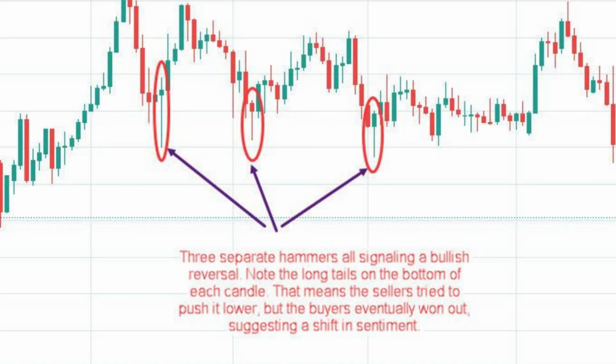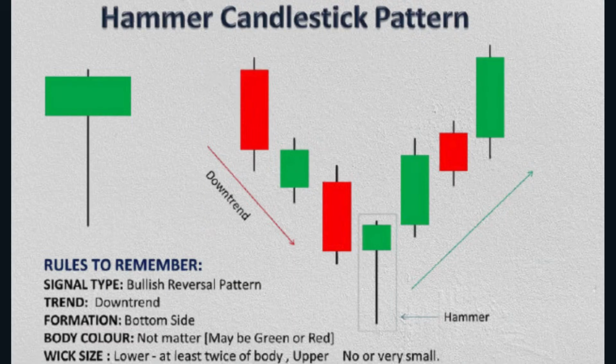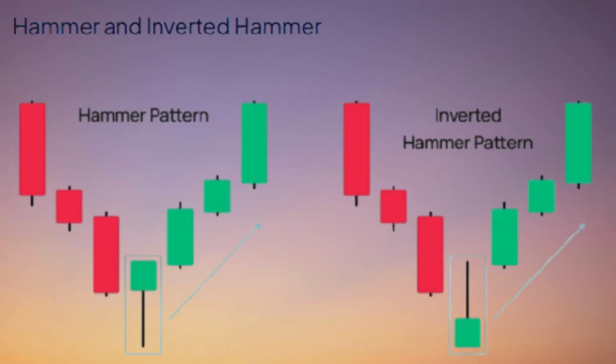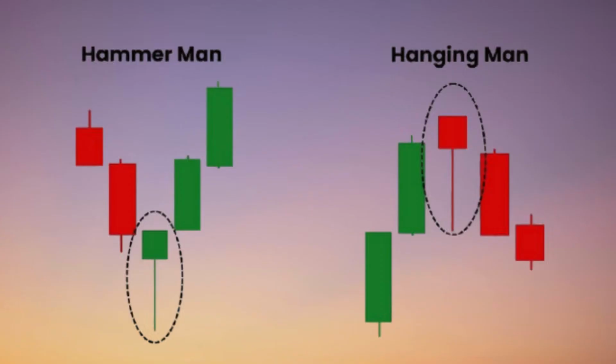Hammer pattern. A hammer appears at the end of a downtrend, showing that sellers pushed the price down, but buyers fought back, erasing most losses. The long lower wick signals strong buying pressure. If the next candle is bullish, it confirms a possible trend reversal.